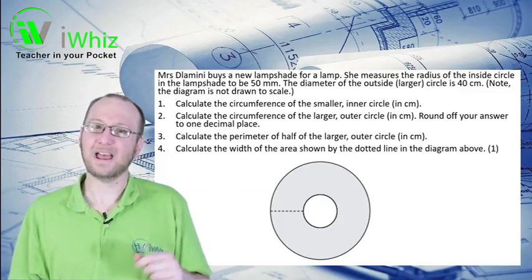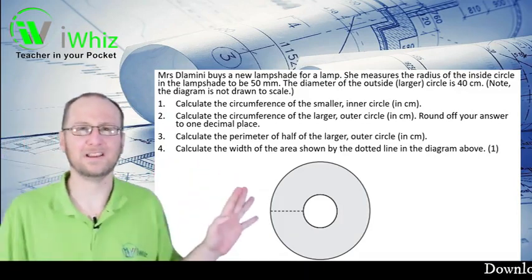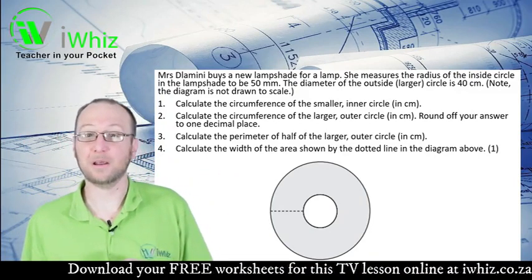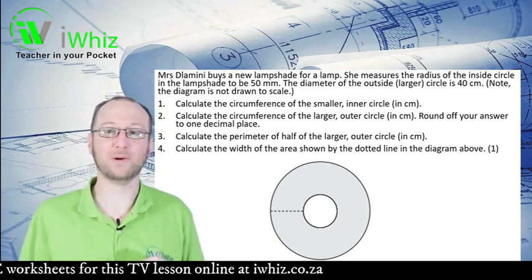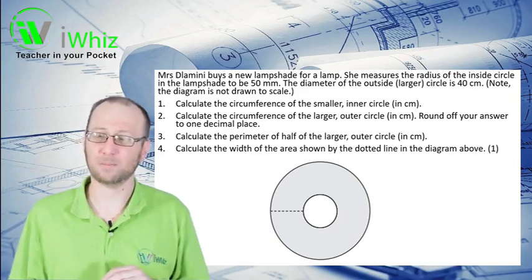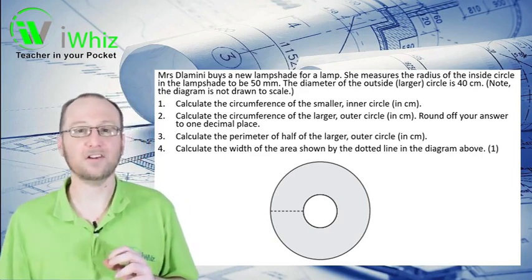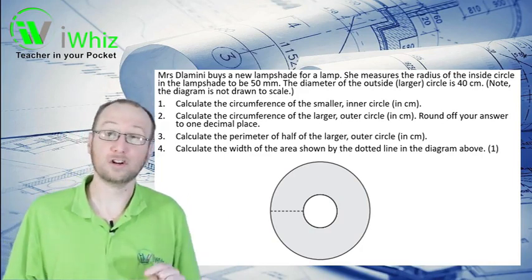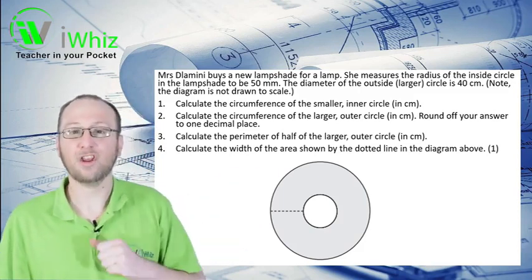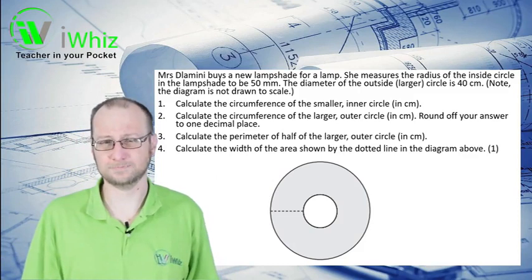So let's have a look at an example of calculating perimeter. Mrs. Lamini buys a new lampshade for a lamp. She measures the radius of the inside circle of the lampshade to be 50 millimeters. The diameter on the outside, or the larger circle, is 40 centimeters. Note that this diagram is not drawn to scale.